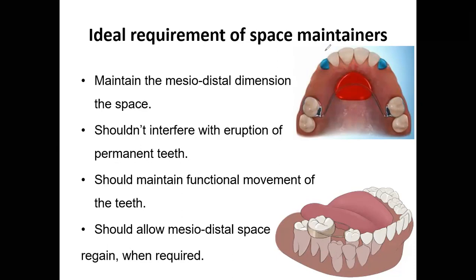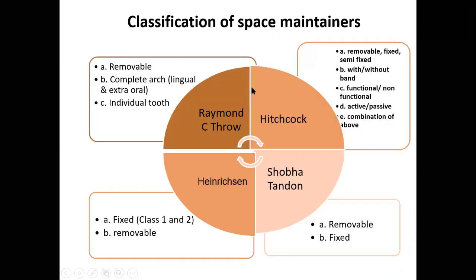I hope it's clear. So now we are going to talk about how many types of space maintainers there are and how they are classified. Many authors have classified space maintainers in different ways. According to Raymond, he classifies space maintainers as removable, complete arch space maintainer, or individual tooth space maintainer.